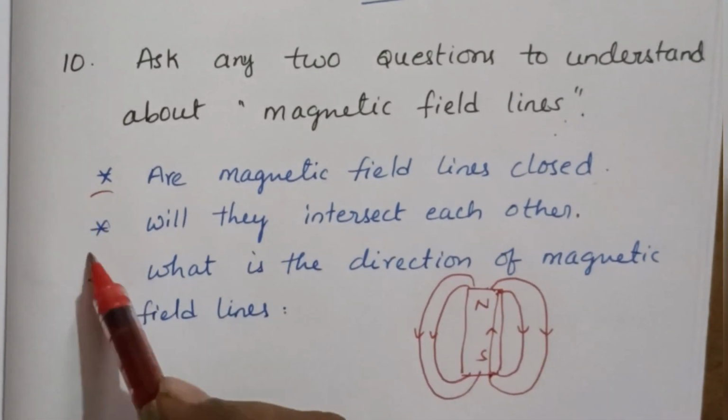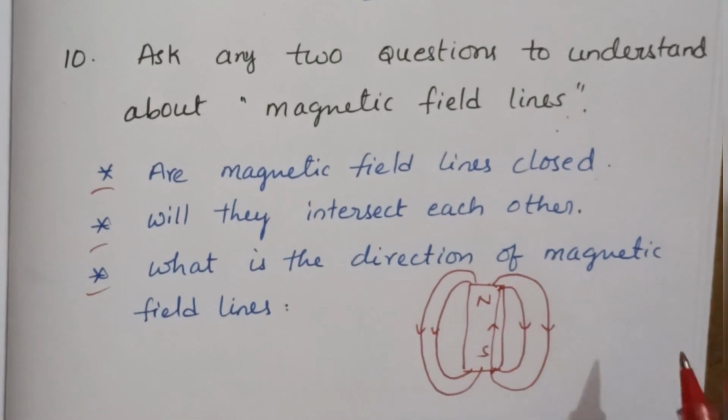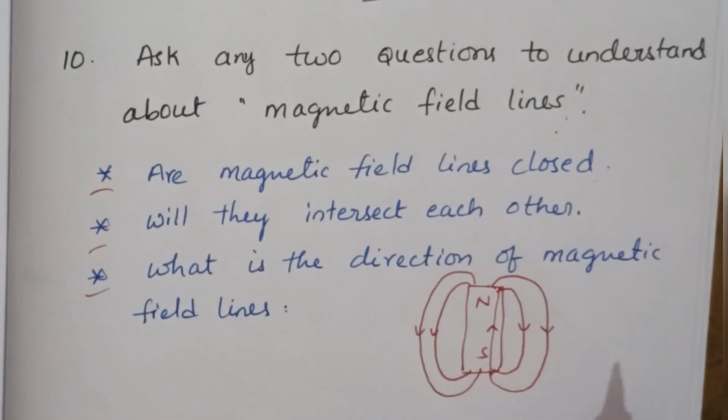Okay, like this we can ask questions. Whenever we understand the concept clearly, only then can we ask a question. Are magnetic field lines closed? Will they intersect each other? What is the direction of magnetic field lines?